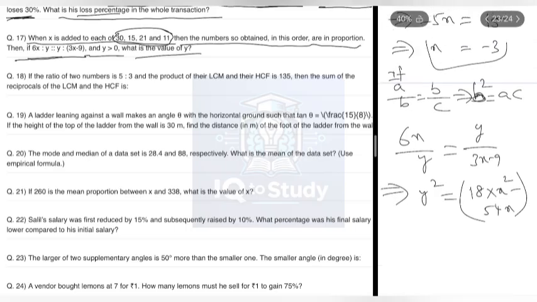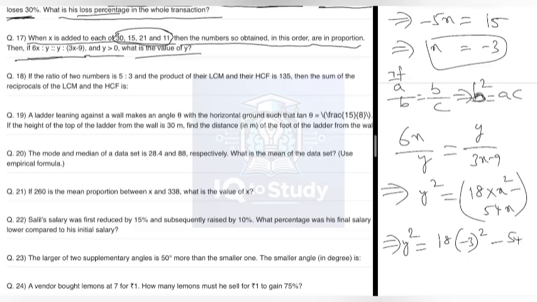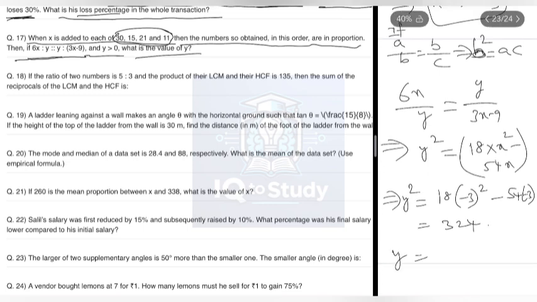We know that the value of x is −3. So y² is equal to 18 into (−3)² − 54 into (−3). That is 324. y is equal to square root of 324, which is equal to 18.